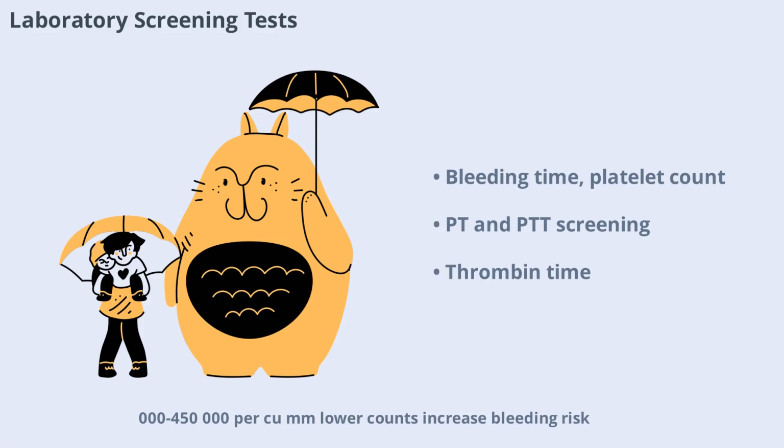PT screens the extrinsic pathway, while PTT screens the intrinsic pathway. Thrombin time measures the conversion of fibrinogen to fibrin. Together, PT and PTT also screen the common coagulation pathway. Abnormal results warrant further specific testing in consultation with a hematologist.